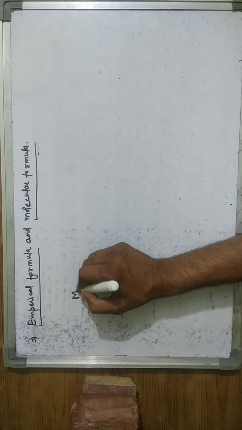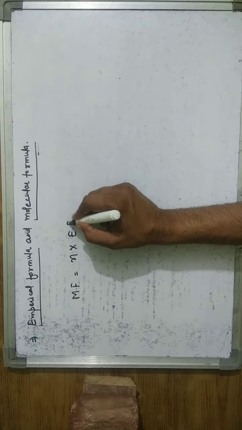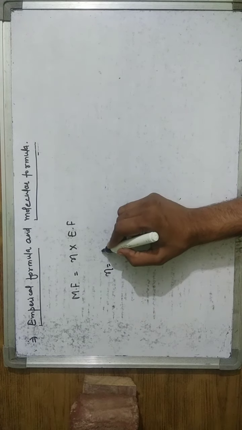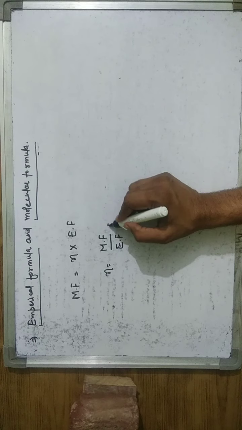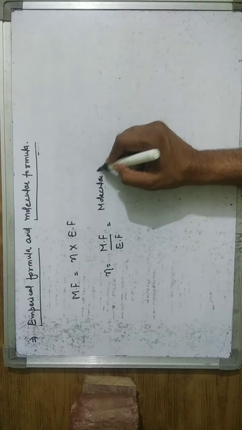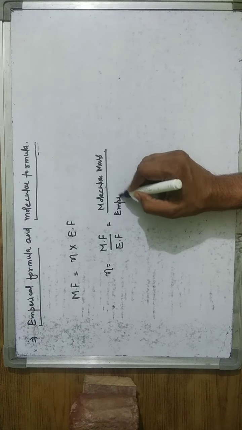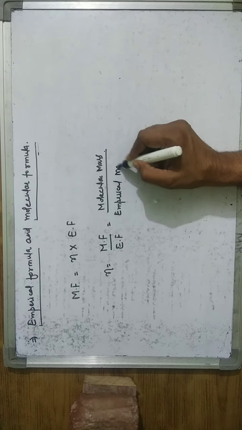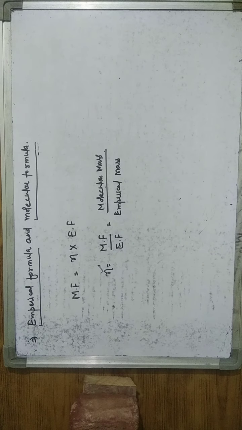Molecular formula MF is equal to n into empirical formula. If we want to find out n, n is equal to molecular formula divided by empirical formula. You can say molecular mass of a compound divided by empirical mass of a compound. By this way you can find out n. n is the n factor.